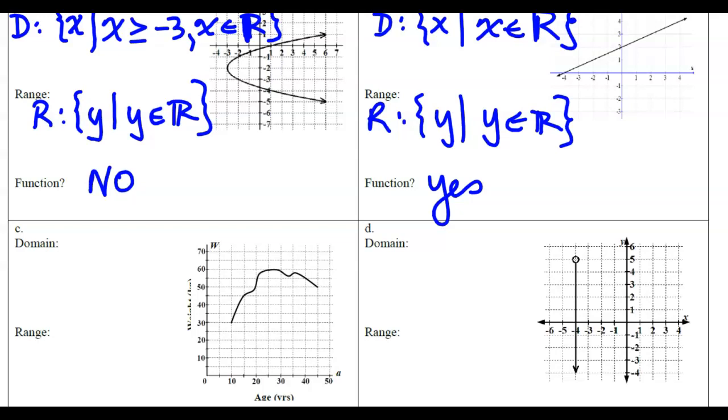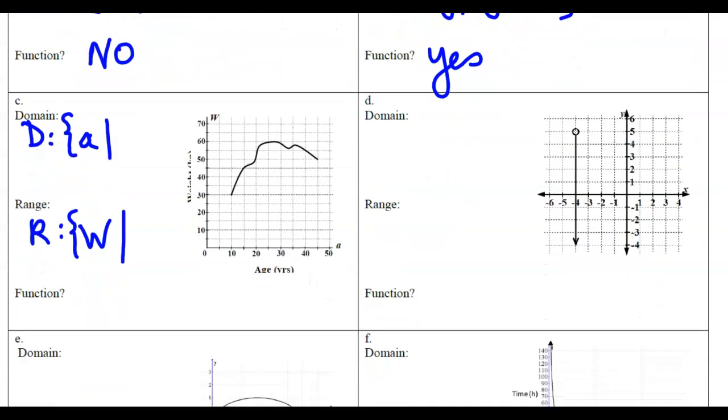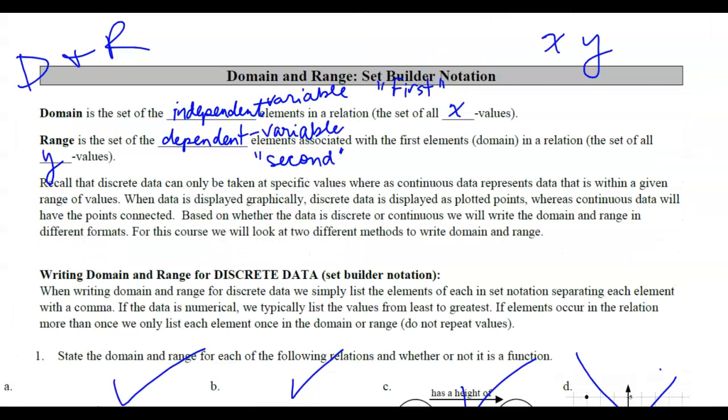It is A for your independent and W for your dependent. So when I set up my domain, I'm going to have A. When I set up my range, I'm going to have capital W. So just use whatever variables are in the graph. Take a close look.